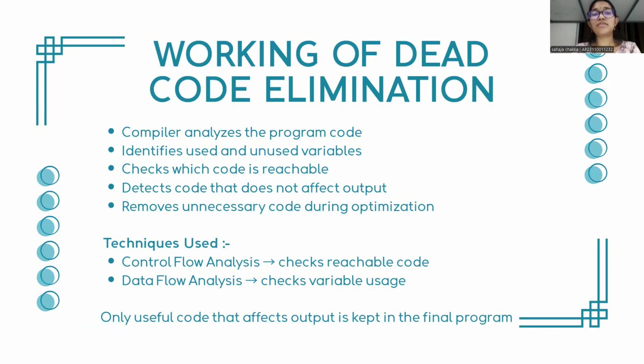Working of dead code optimization. The compiler performs dead code elimination during optimization. First, it analyzes the program. Then it determines which variables are used and which are not. It checks which code is reachable and it removes unnecessary code. And here the techniques used are control flow analysis and data flow analysis. Control flow analysis checks reachable code and data flow analysis checks variable usage.